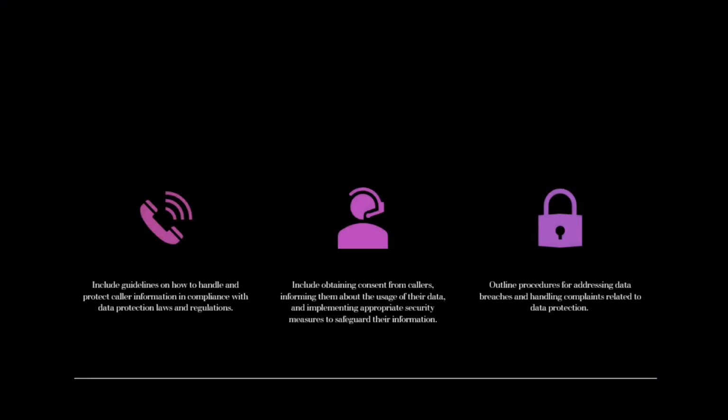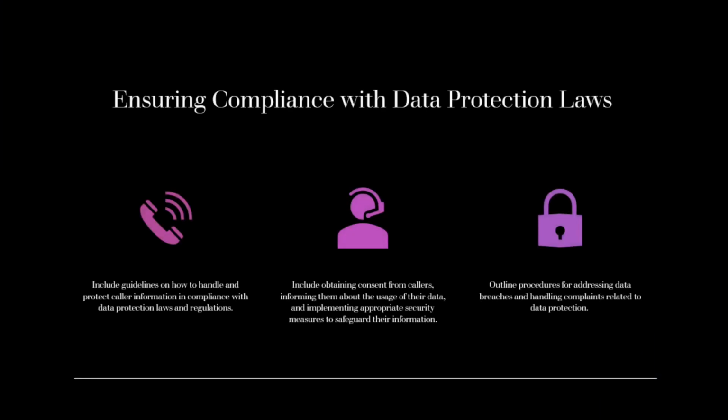Data protection is a critical aspect of helpline operations, and SOPs should include guidelines on how to handle and protect caller information in compliance with data protection laws and regulations. This includes obtaining consent from callers, informing them about the usage of their data, and implementing appropriate security measures to safeguard their information. SOPs should also outline procedures for addressing data breaches and handling complaints related to data protection.